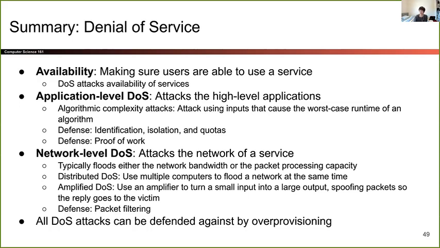On the network level, we're typically just flooding the network bandwidth or the packet processing capacity. We can do this in a distributed manner, so attacking using multiple computers, or in an amplified manner, which uses an amplification server to turn a small input into a large output that is sent to the victim. You can even combine these two, and we see really large attacks that come with distributed and amplified DoS. And we can defend against this using packet filtering. All of these DoS attacks can also be defended against using overprovisioning, where you just purchase a lot of things so that the attacker has to overwhelm more resources.